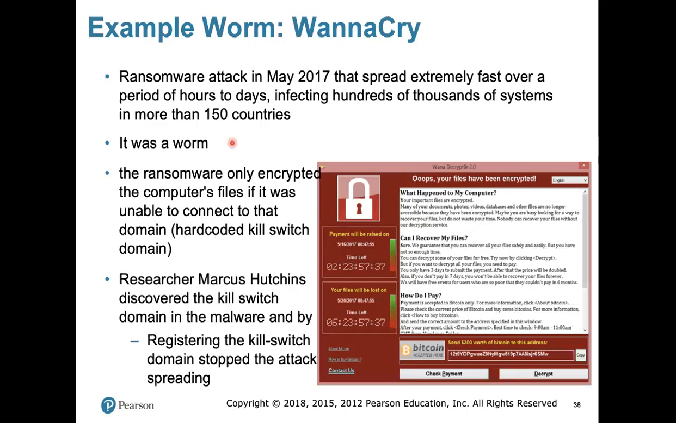Okay, and now I'm going to talk about one example worm, which is called WannaCry. This is one recent worm which was deployed in May 2017. It spread extremely fast over a period of hours to days, and it infected computers in over 150 different countries. It was a worm, and that worm was trying to do ransomware. Ransomware means that some malware, it might be a virus, worm, or whatever, does something and then asks for money. They force the owner of the infected system, the victim system, to pay some money in order to, for example, release the resource or release the files.